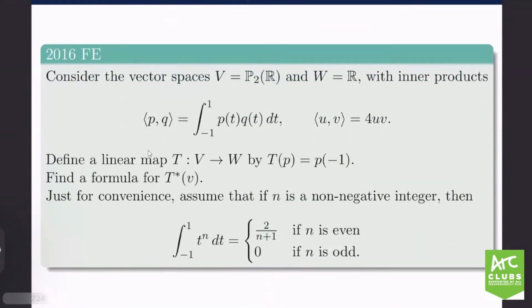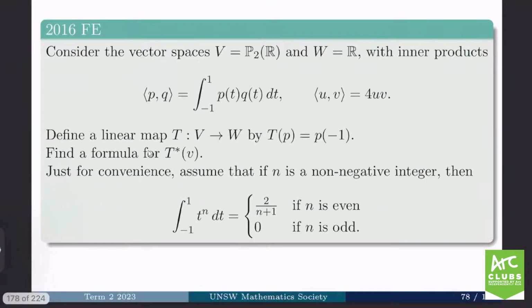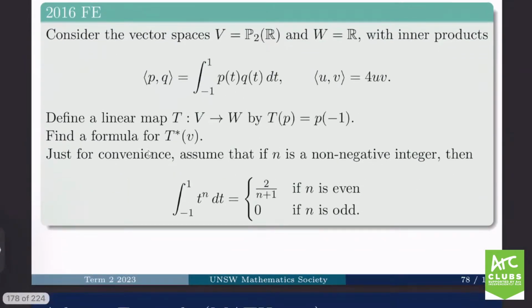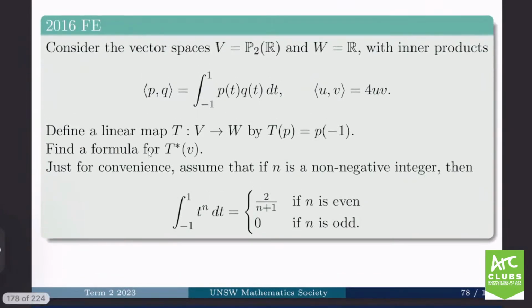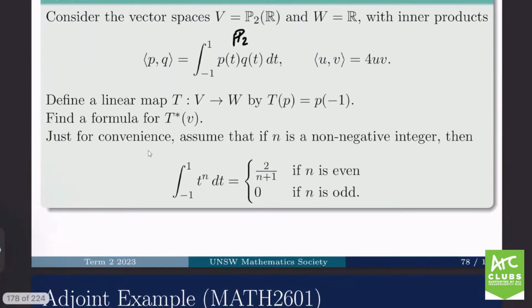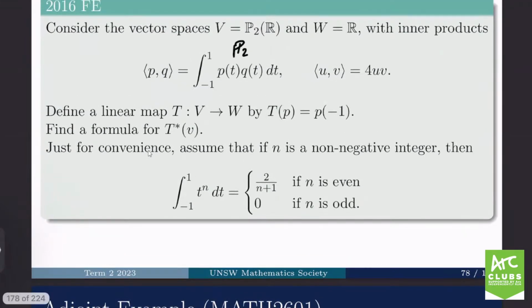So we'll look at an example here. Consider these two vector spaces equipped with these inner products. The inner product of P and Q is defined by this integral, and this is on the set of quadratic polynomials. And then on the real numbers, our inner product is just 4uv. So define a linear map from V to W by T of p equals p of -1. Find a formula for T star of u.